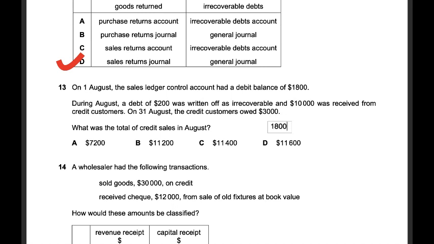So 1800 minus 200, because it is not going to be paid, plus the sales for the period, minus $10,000 which was paid. This should equal $3,000 still owed by the credit customers. So what we do is we solve this equation. We take everything on the right side, that is 3000 plus 10,000 plus 200 minus 1800. That is 13,200 minus 1800, which is 11,400, making option C the correct answer.